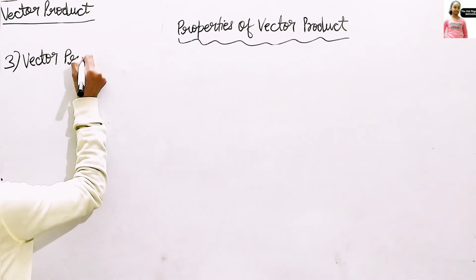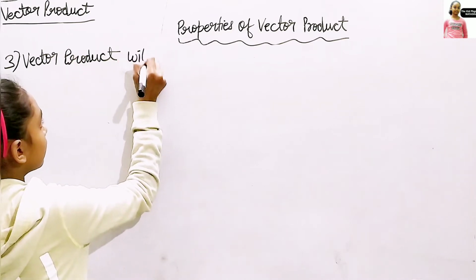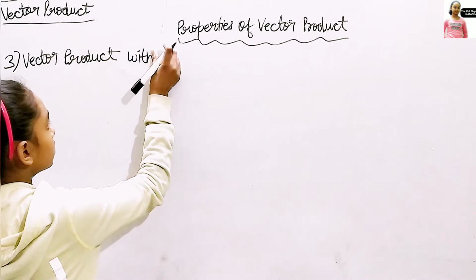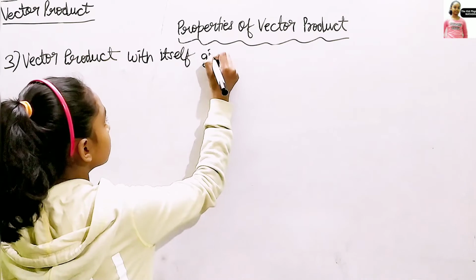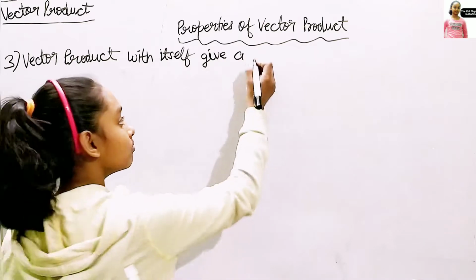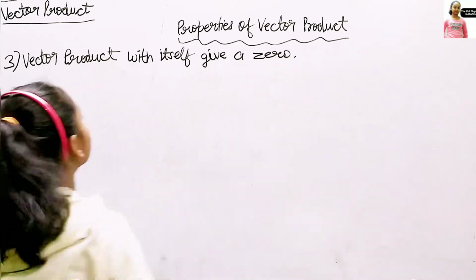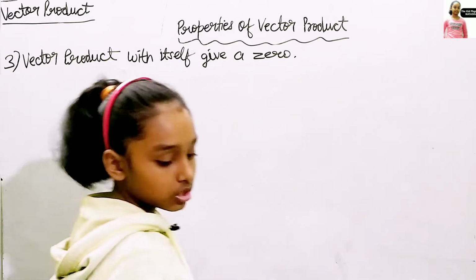So vector product with itself gives a what? Zero. See, read it. Vector product with itself gives a 0. Got it? So this is our third property. What is it? Vector product, or we can say cross product, with itself is 0.